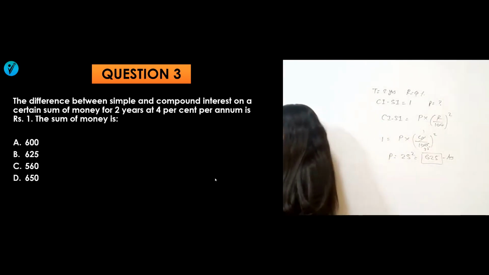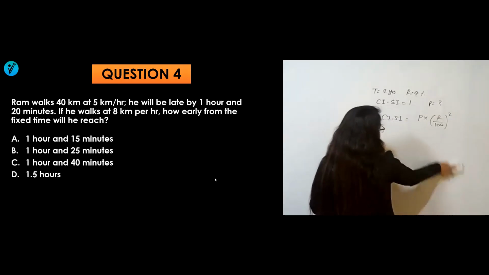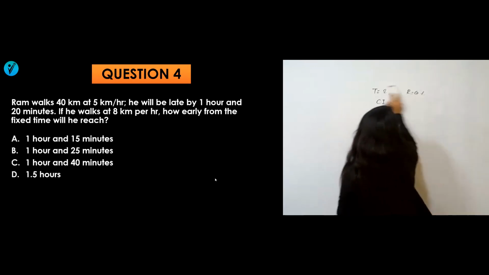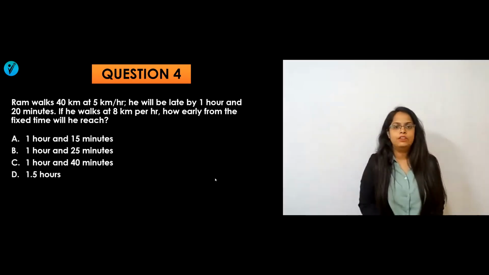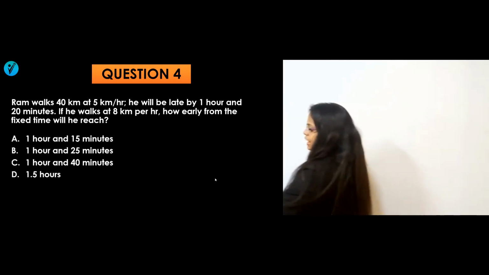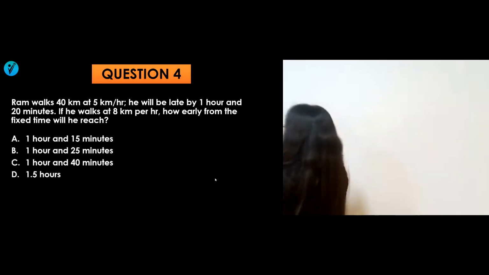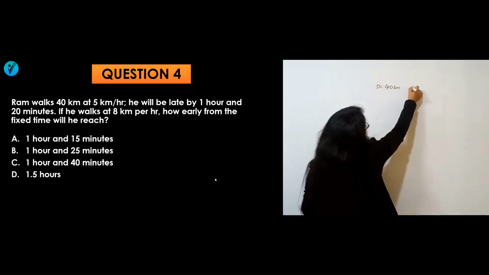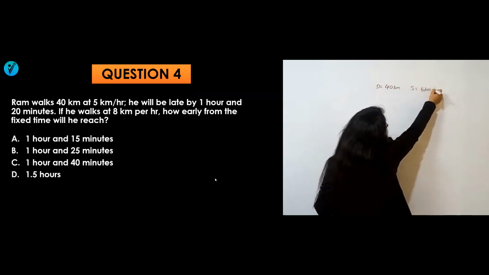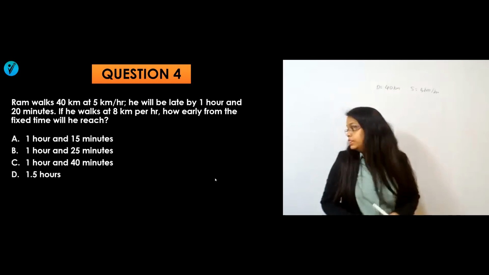Now let's go for the next one. Question number 4 is here. Let's see what they are saying in question number 4. Ram walks 40 kilometer at 5 kilometer per hour. That means distance is equal to 40 kilometer and speed is equal to 5 kilometer per hour. He will be late by 1 hour 20 minutes.